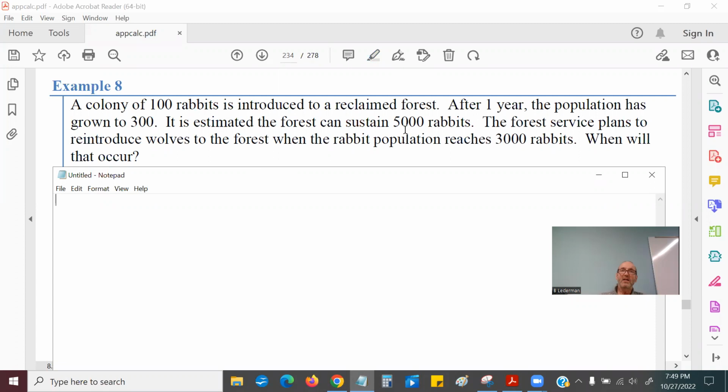So again, it's not like the problem we had before with the population in the previous video, where it just kept on growing and growing, because 5,000 is the max. It could be that the forest only has so much land or food, or that once there are more than 5,000 rabbits they start to die, whatever the reasons are. The Forest Service plans to reintroduce wolves to the forest when the rabbit population reaches 3,000 rabbits. When will that occur? We don't need to know that they're going to introduce wolves. We just need to know when it is going to reach 3,000. So let's go to our paper and work this out.